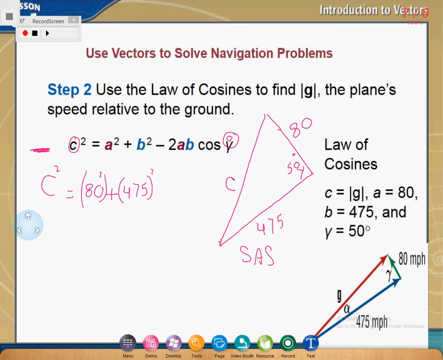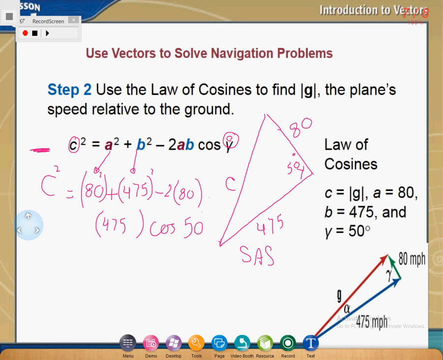Okay, minus 2 times A is 80. I will write it down here. B is 475. And cosine, what is the angle here between them? What did we say? Yeah, it's 50 degrees. Okay, let's see. So A is 80, B is 475, A will be the same, and cosine 50.